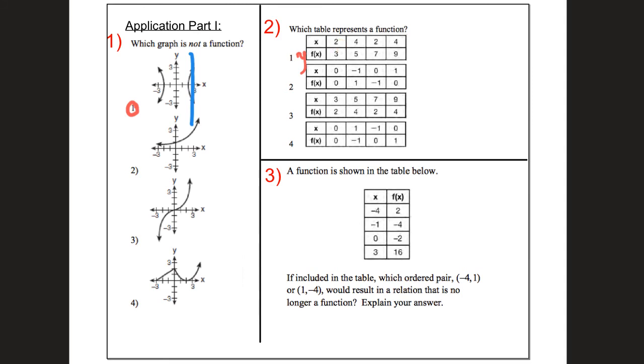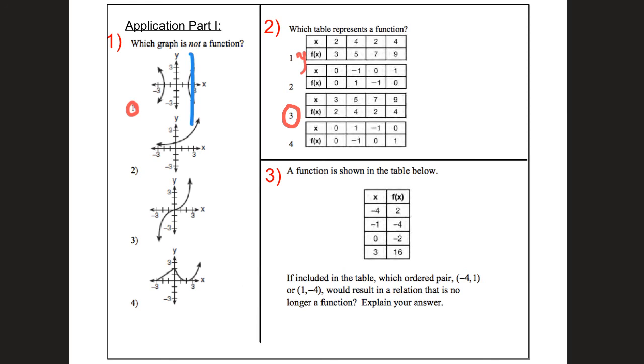Choice 1, no good, 2 and 2. Choice 2, no good, 0, 0. Choice 3, 3, 5, 7, 9, that is actually good. And choice 4 fails as well because of 0, 0. So choice 3 is our answer, the table that works, the one where we don't see any x values that repeat to 2 different y values.